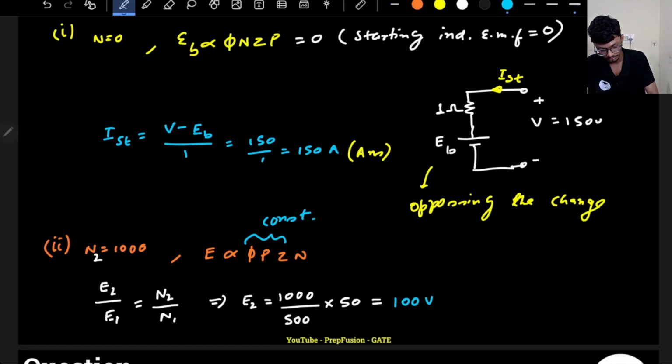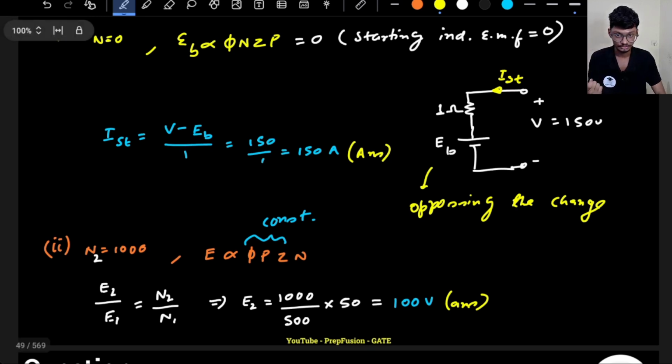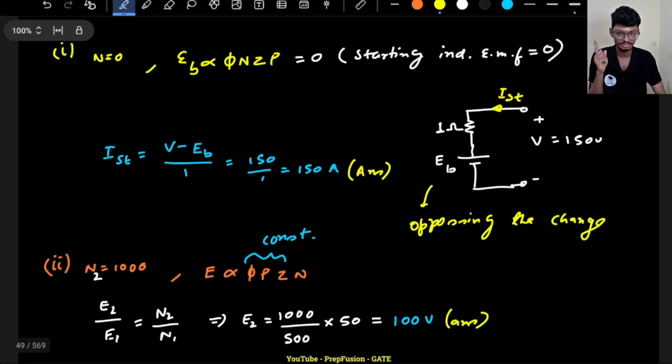Okay, so again same, very easy question, right? In DC machine, trust me, very easy questions will come. You will be able to solve it. Just a bit of armature reaction, all those things are there that we will discuss. So this was the solution for this question. 100 volts is the answer and 150 amperes is the answer for case 1.